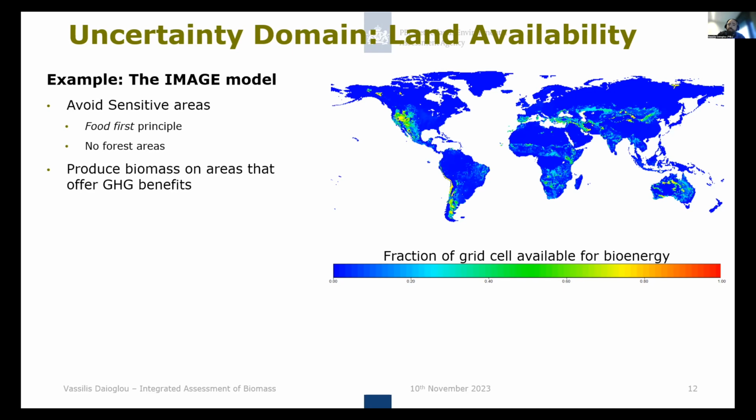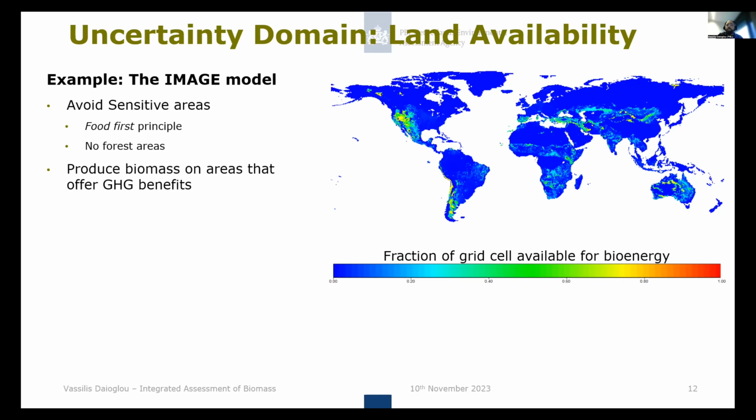We make sure first that we meet all food requirements throughout the projection period, because in principle, we want to make sure that bioenergy supply does not interfere with access to food. So we make sure food access is achieved. And then we put some other constraints on areas of high biodiversity or environmental value. We avoid forests, we avoid areas with very high carbon stocks.